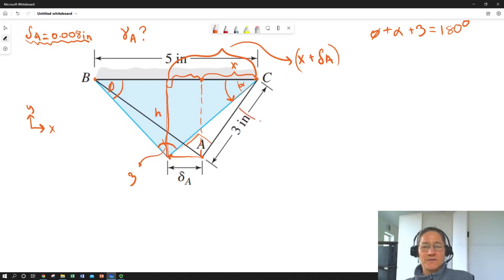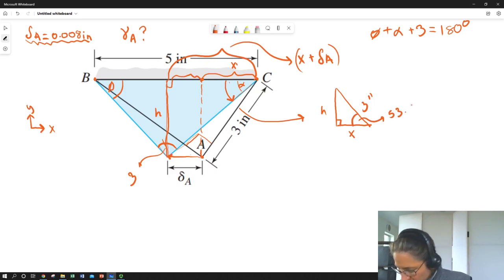So for that we can kind of parse that out. We can look at our original triangle where we had 3 inches on one side, which is basically going to be the hypotenuse of our new triangle. We have x and h, and we know that this angle was originally 53.13. Let's recalculate it. So it would be our original angle on our 3-4-5 right triangle. It would have been 4, enter, 3, divide, arctangent, and yeah, just about 53.13 degrees.